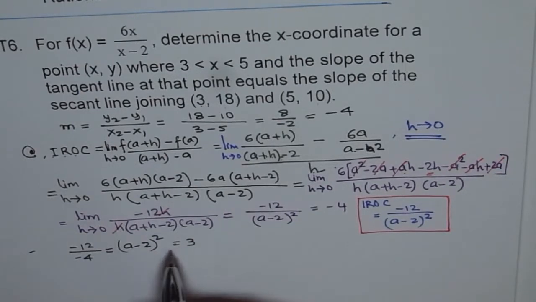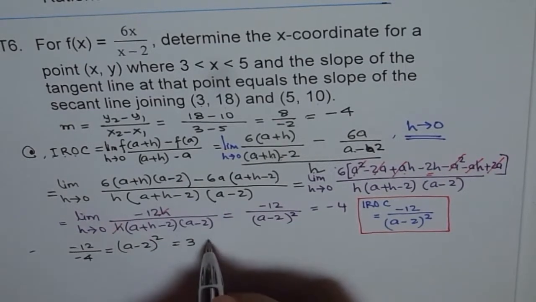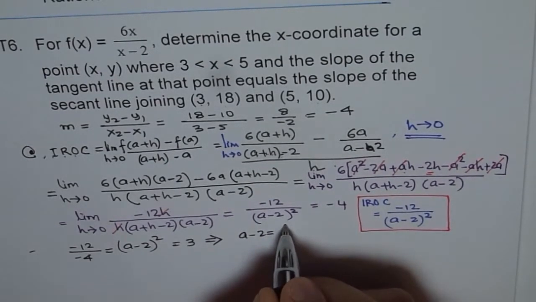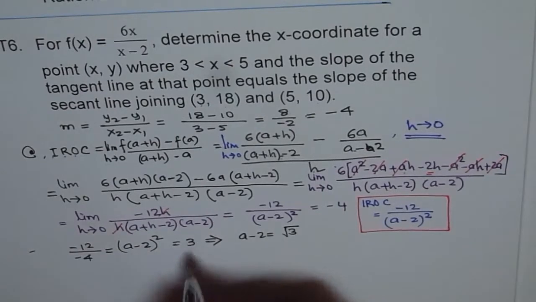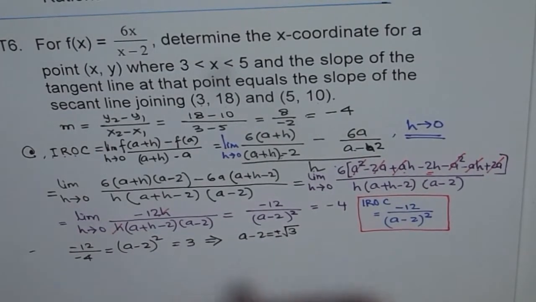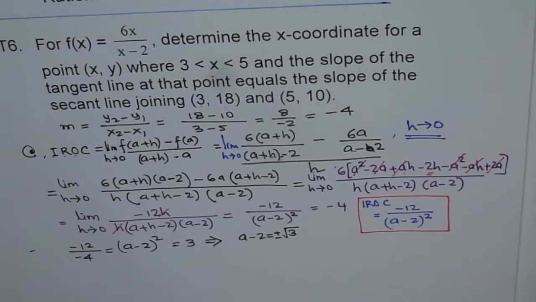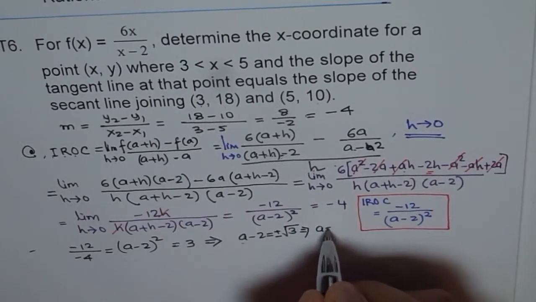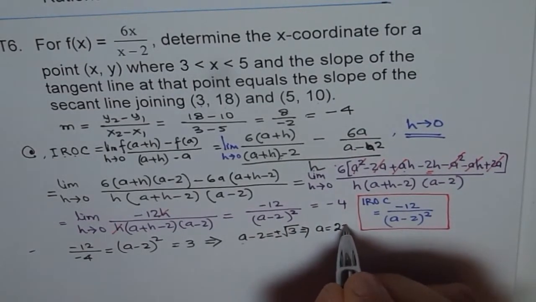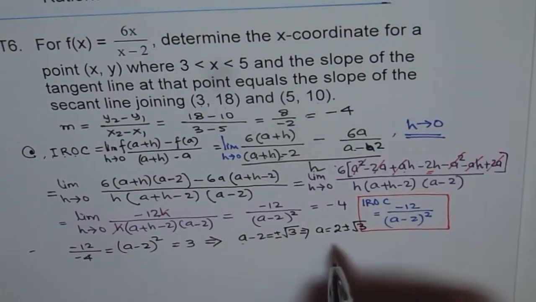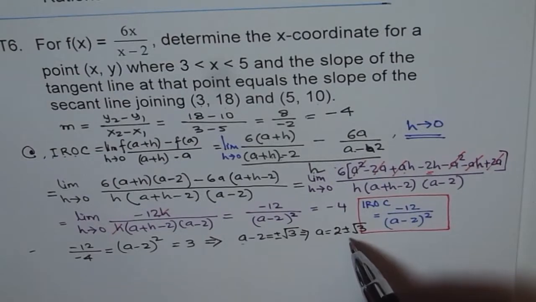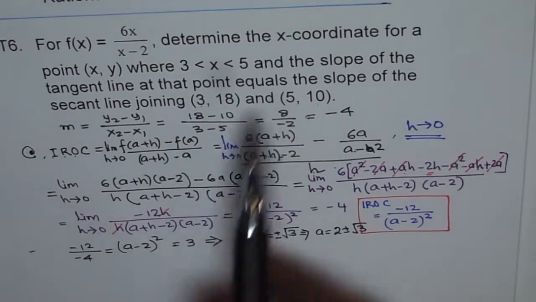Now we can simplify this. That means we take square root on both sides, and that implies that a minus 2 equals square root of 3. But when we do square root of 3, we get plus and minus, correct? Whenever you do square root, plus and minus. And that gives you the value of a. And a is, when you bring 2 this side, we get 2 plus minus square root of 3. So in fact there are 2 points on this curve where the slope of the tangent is going to be the same as you get while joining these 2 points.